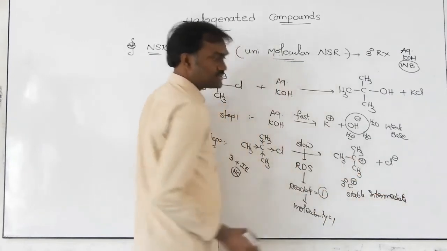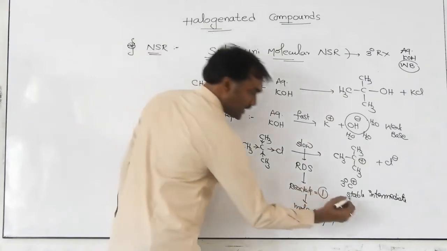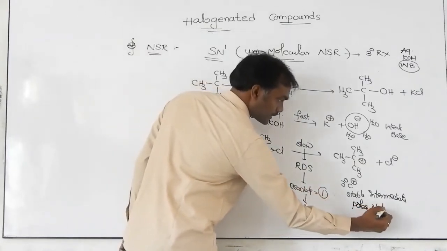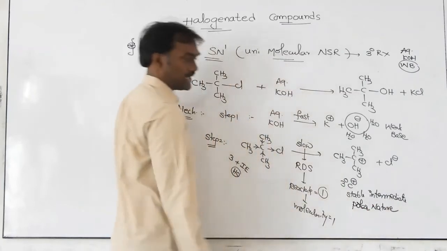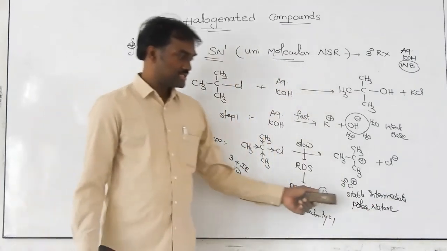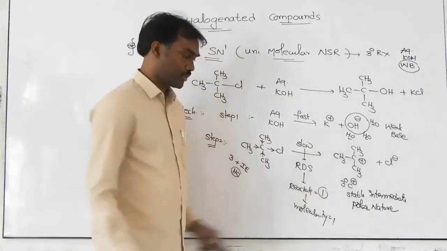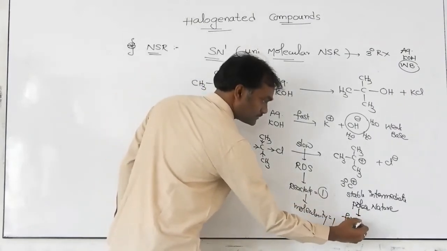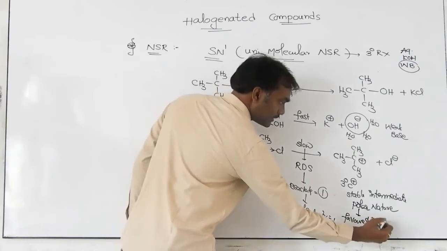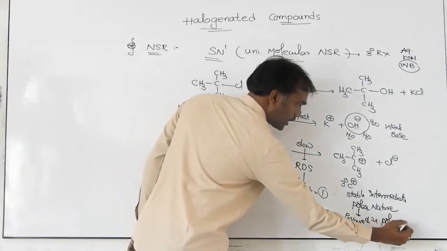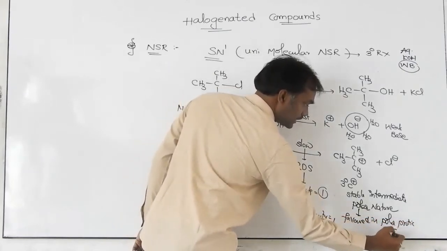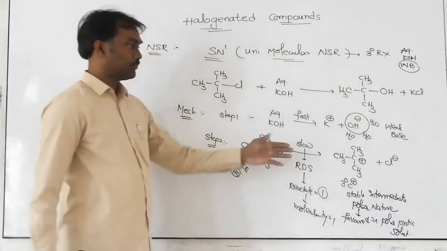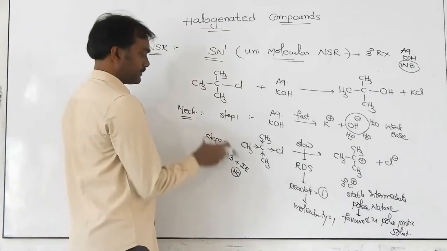Here the positive charge is coming, so that's why it has a polar nature. So it is favored in polar protic solvent. So this reaction is favored in polar protic solvent. So these are important. Next, step 3.